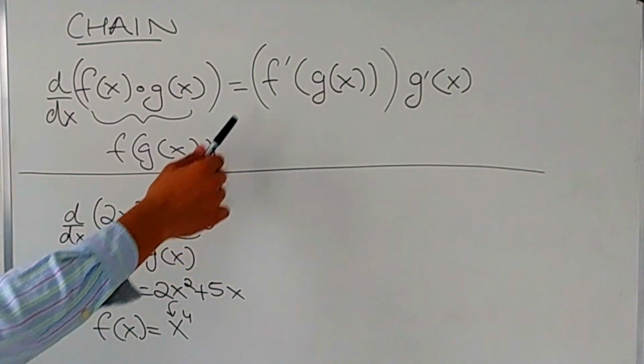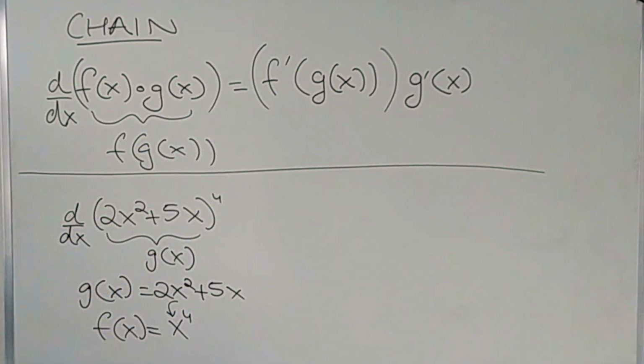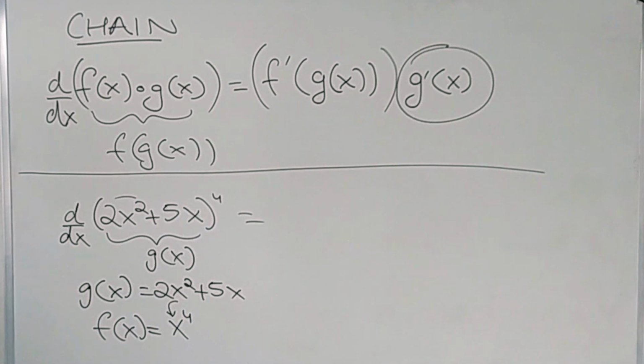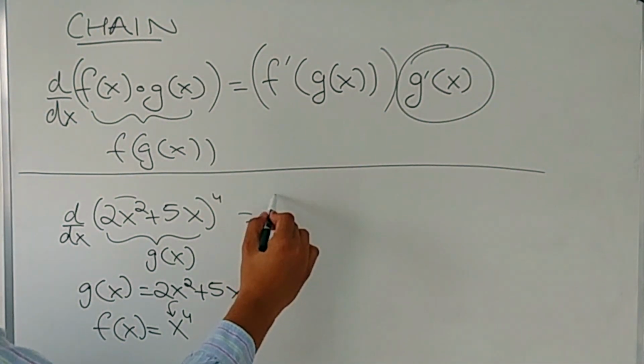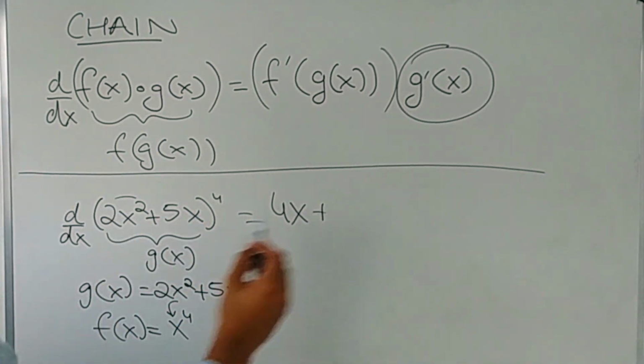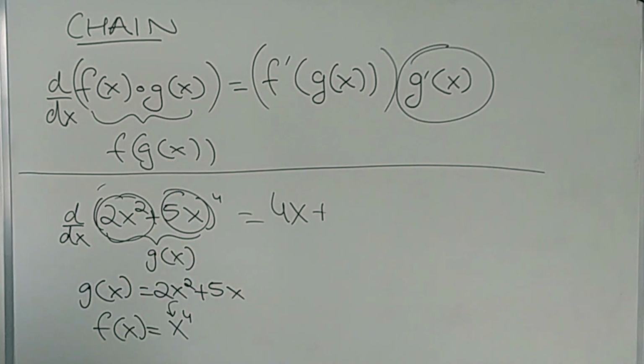Well, the first thing we must do, once again, as you can see, we have to take g prime of x, the derivative of the inside. So we are taking this right over there. So using the power rule, the constant rule, and all the rules that we've learned in this video, we can say that the derivative of 2x squared is going to be 4x, simple power rule. So we have 4x. Now, because of the sum rule, I can say the derivative of this plus this is the derivative of this plus the derivative of this, so plus 5.